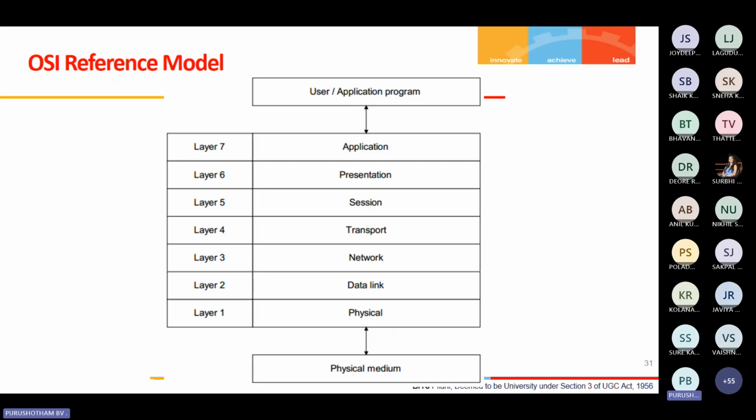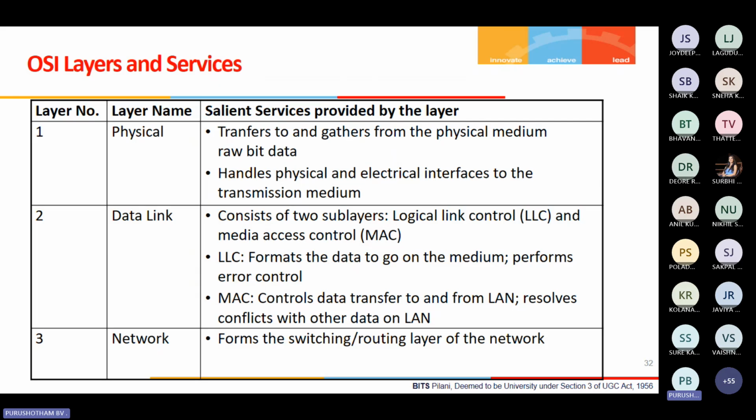APS-TNDP, you can remember it like this. So the physical layer basically transfers and gathers the raw bit data from the physical medium, in terms of either low or high voltage, bit 0 or 1. It handles physical and electrical interfaces to the transmission medium.